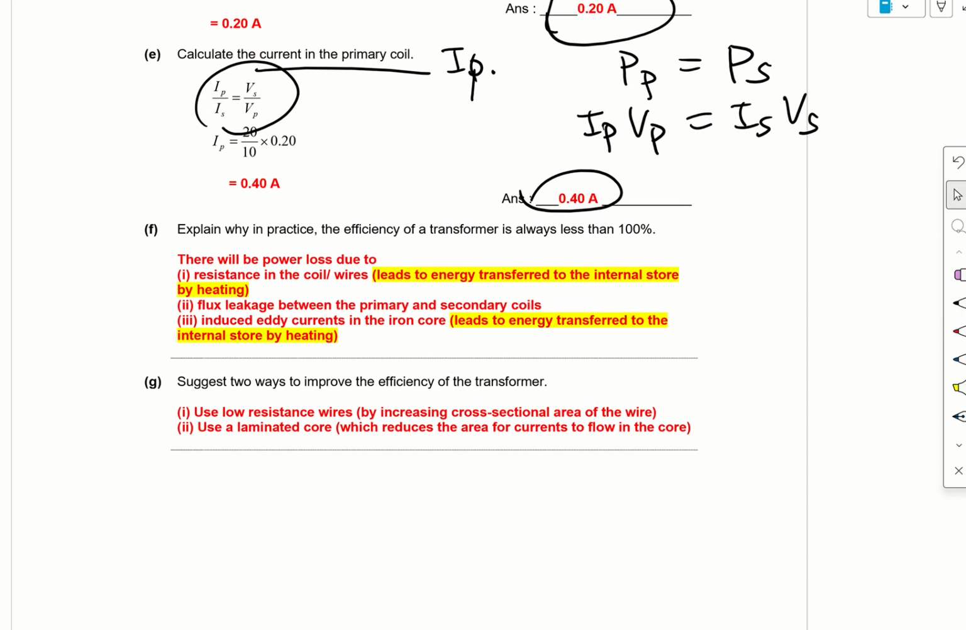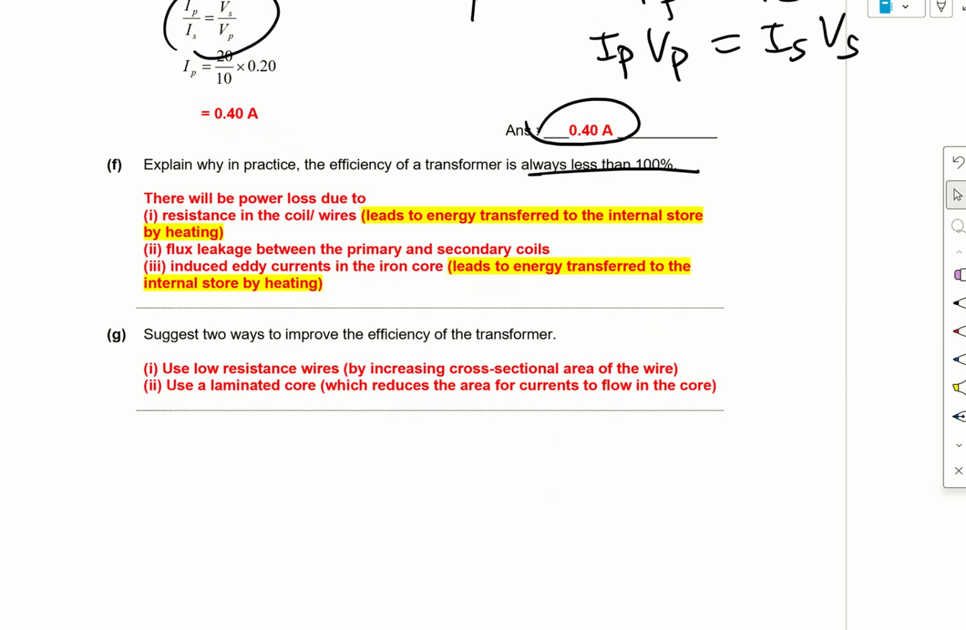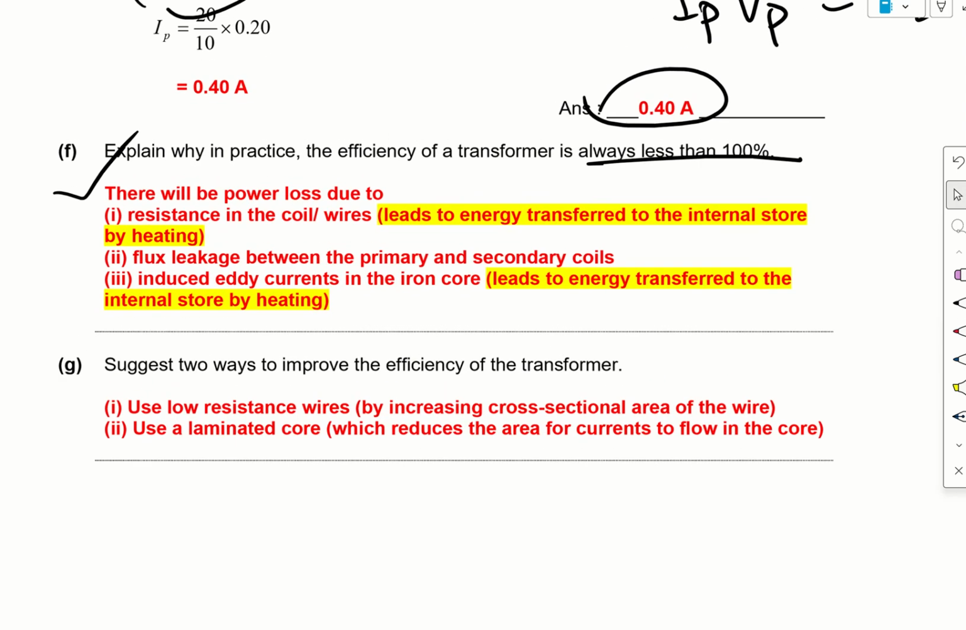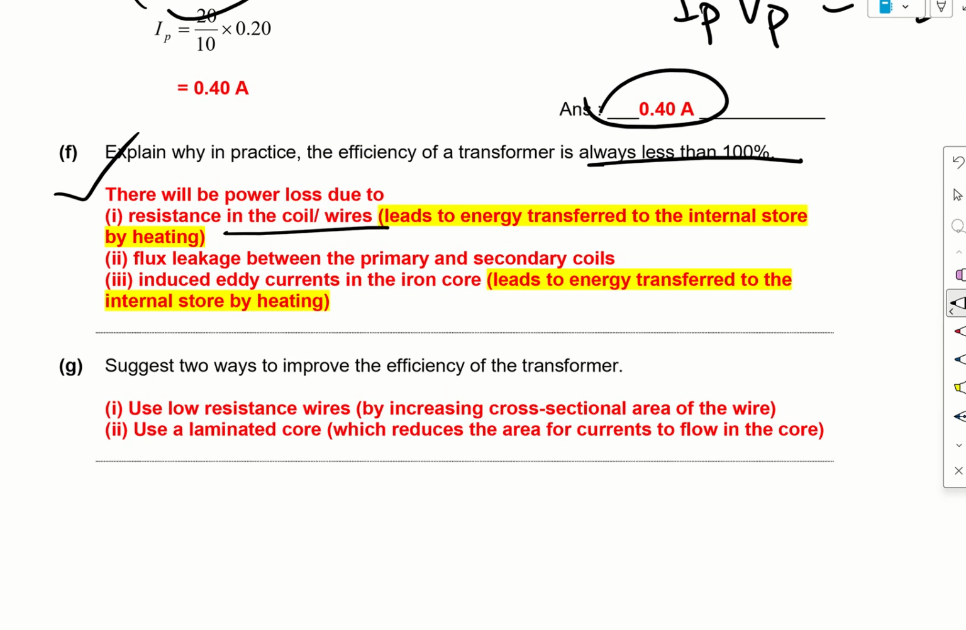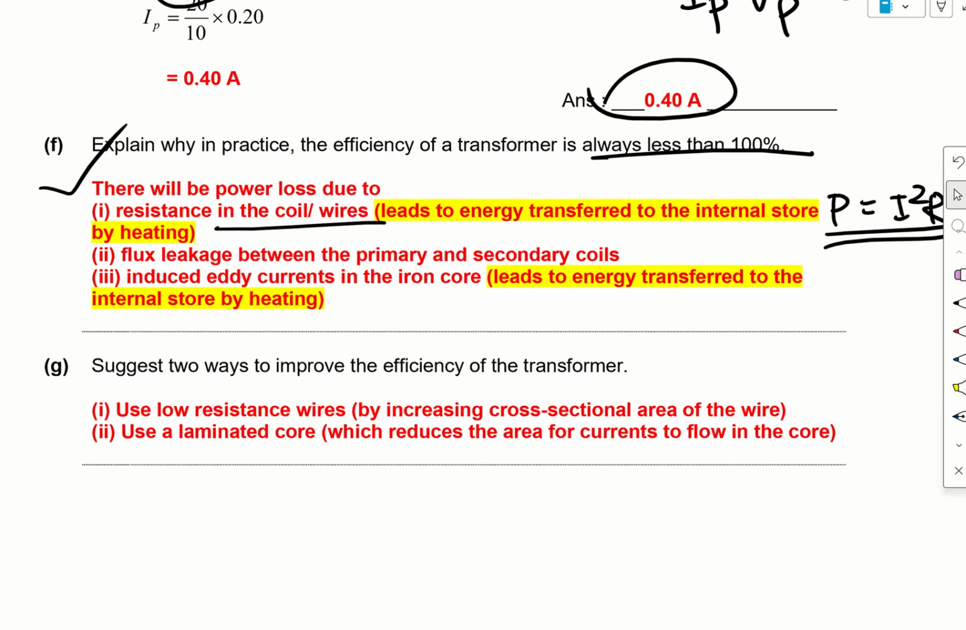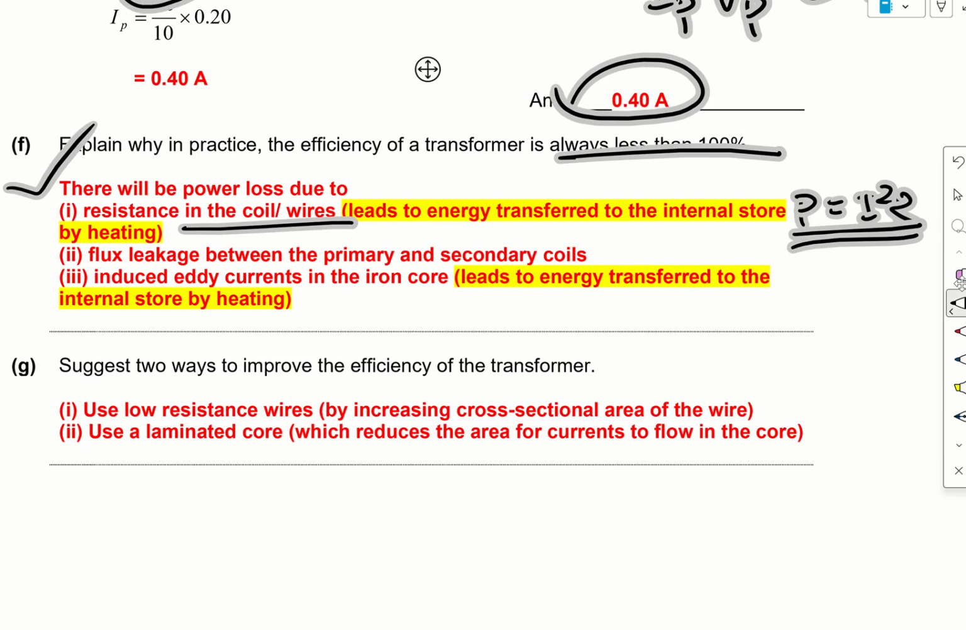Okay. Now explain why in practice efficiency is always less than 100%. So you need to memorize these few factors. There will be power loss due to resistance in the coil or wire. Okay, so this is P equals to I squared R. So this one is also in your transmission cable. And then the flux leakage between the primary and secondary coil. So even though we use an iron core to concentrate the magnetic field lines, there will still be some flux leakage. That means some of the magnetic field lines will not be completely linked to the secondary coil.